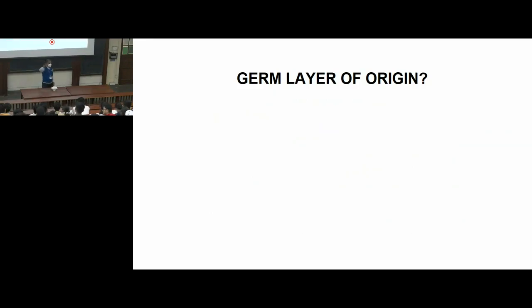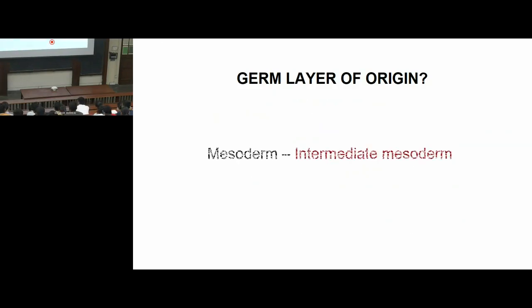Now, out of these 3 components of intraembryonic mesoderm, which component is a forerunner for the urinary system? Correct. So it's the intermediate mesoderm that gives rise to not only urinary but also genital. So for the urogenital system, the germ layer of origin is mesoderm, and that too intermediate mesoderm.